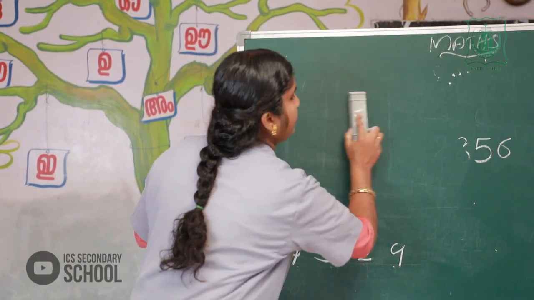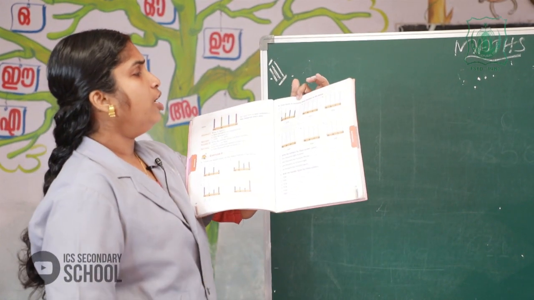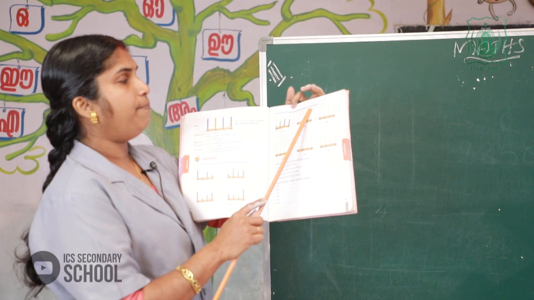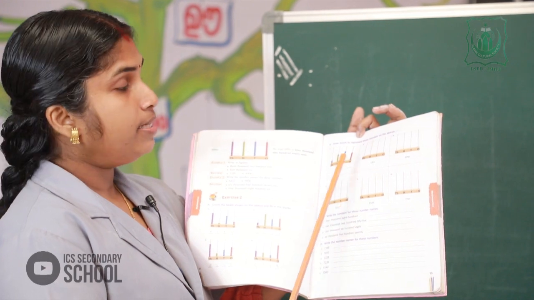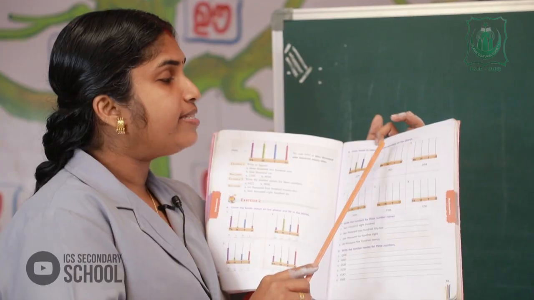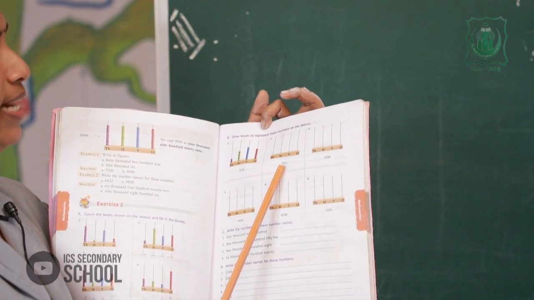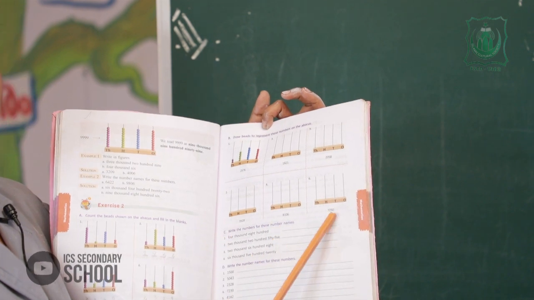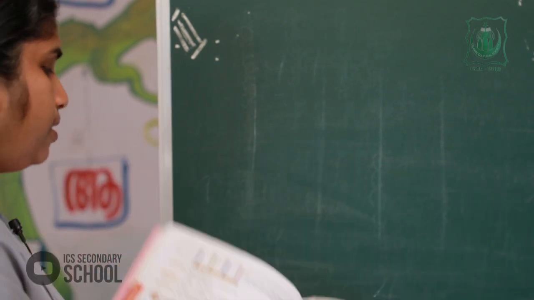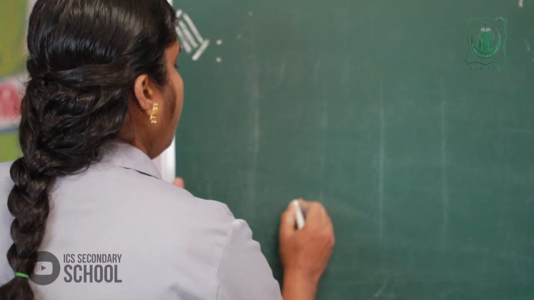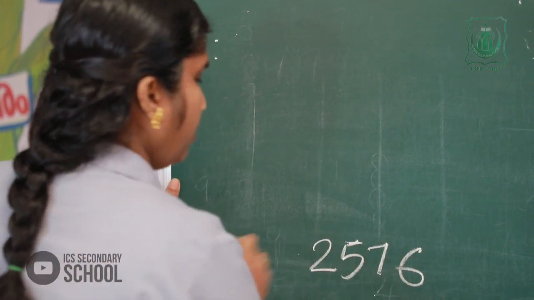Next exercise, please listen, page number 55. Draw the beads to represent these numbers on the abacus. We give the number at the bottom of the abacus. Please draw the number of beads on the spike abacus. You draw the beads on the spikes. Okay. First one, 2576. Example.